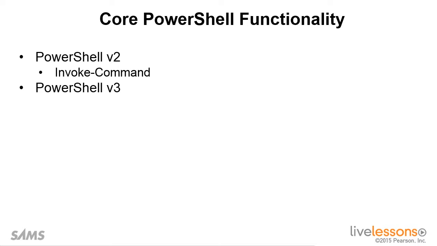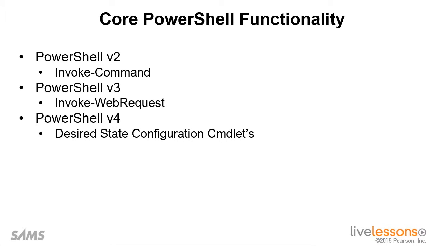In PowerShell 3.0, they introduced what is known as Invoke-WebRequest, along with a few other cmdlets. And with PowerShell 4.0, Desired State Configuration cmdlets were introduced. That is core functionality that does not require any additional snap-ins or modules to function.